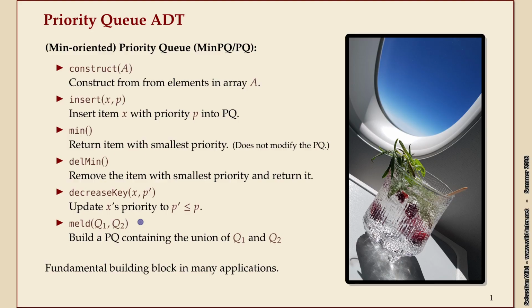The last one is not as often needed in the simple applications of priority queues. But still, you can support this meld operation, which is a bit like a join for binary search trees, but it's got a different name for a reason, because it makes no assumptions about the keys or the priorities in these two priority queues. They can be arbitrary. Of course, this is because they're not sorted, and so life is a bit easier.